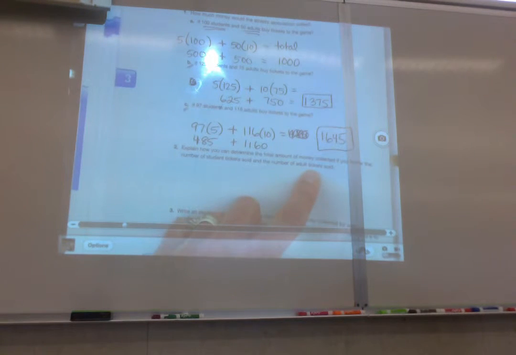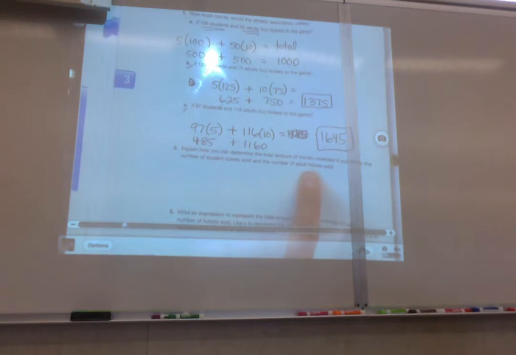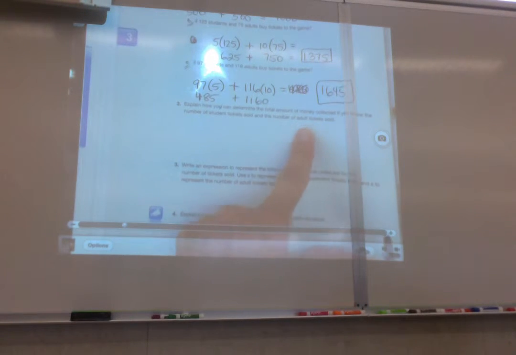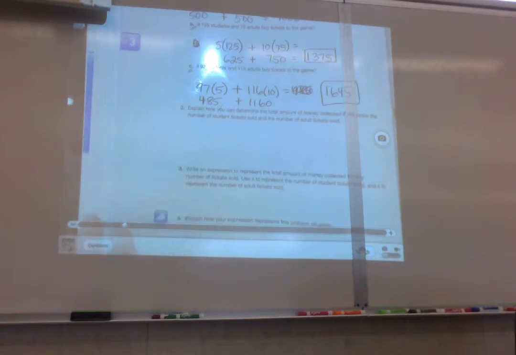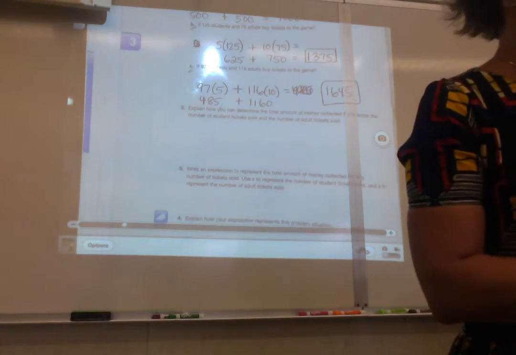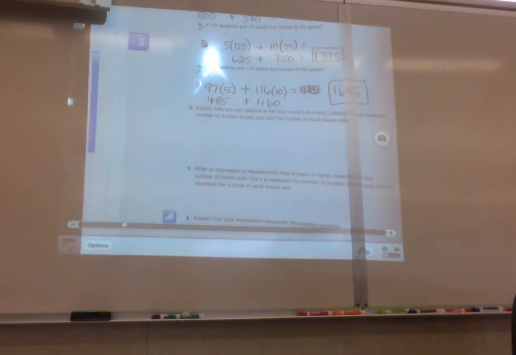How can you determine the total amount of money collected if you know the number of student tickets sold and the number of adult tickets sold? Please right now at your desk do 2 and 3. I'll walk around. Put into words what you just did. One will be word form, one will be a formula, but they're asking you to explain or model what you just did.